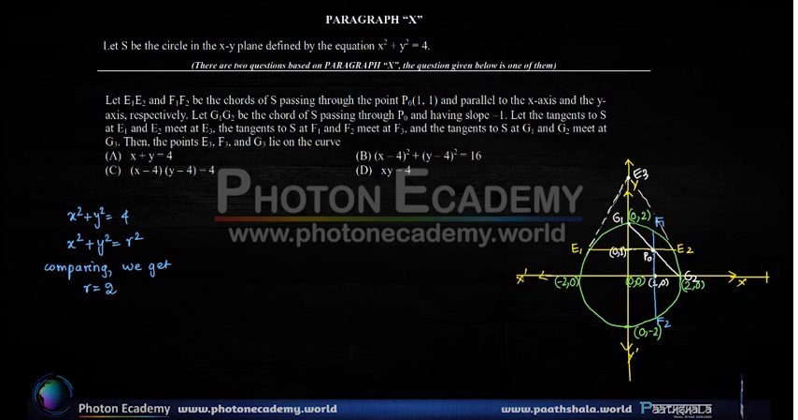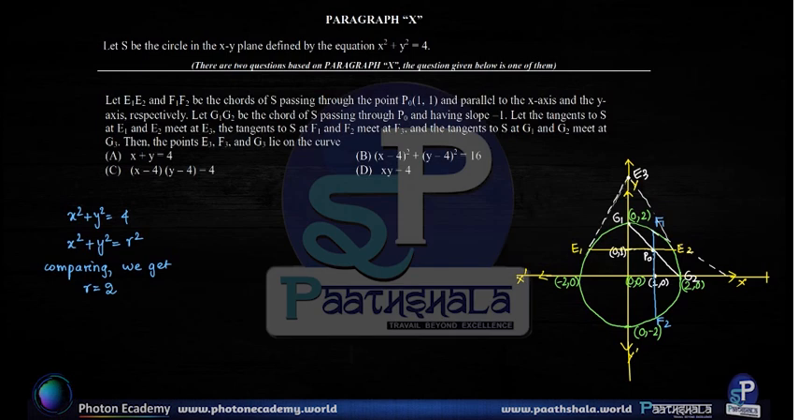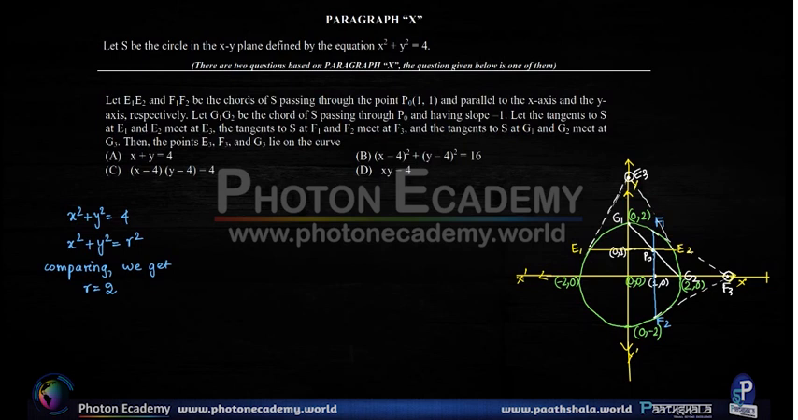For F1 and F2, the tangent meets somewhere on the x-axis because it is symmetrical with respect to the x-axis. So we know that by symmetry it will meet on the x-axis. This is F3. And from G1 and G2, we have the tangent somewhere here. This is G3.